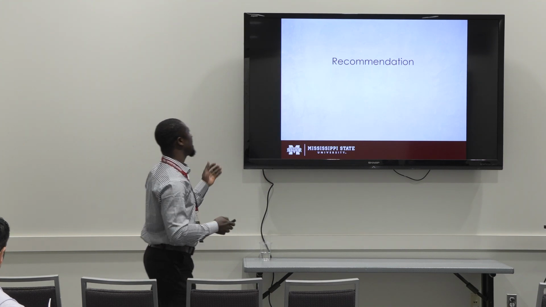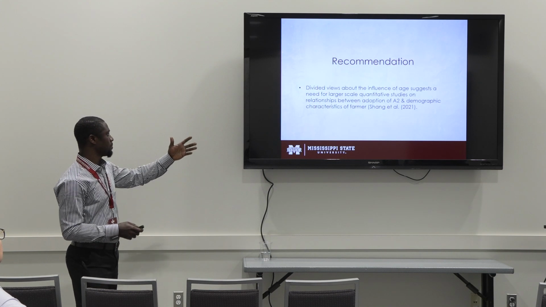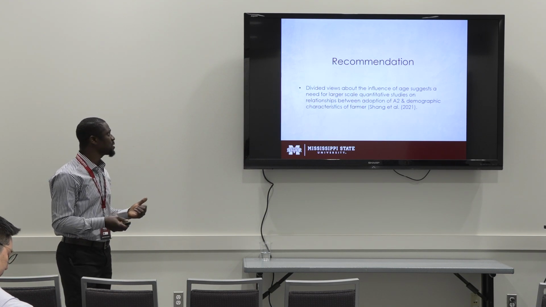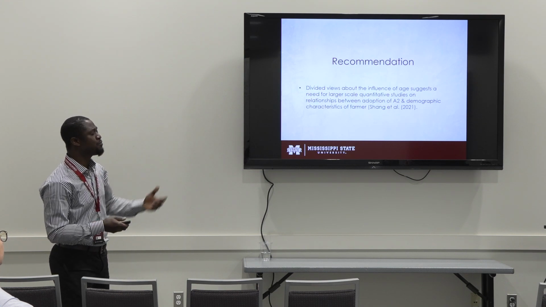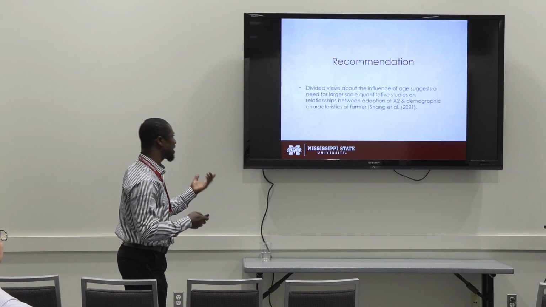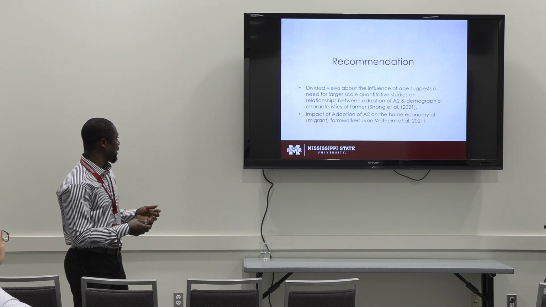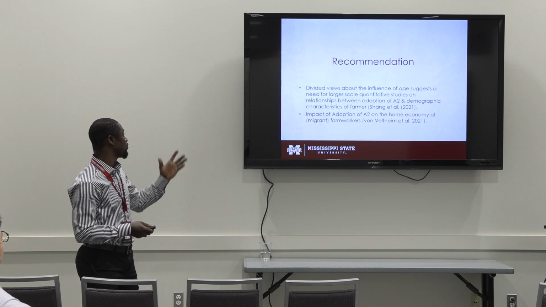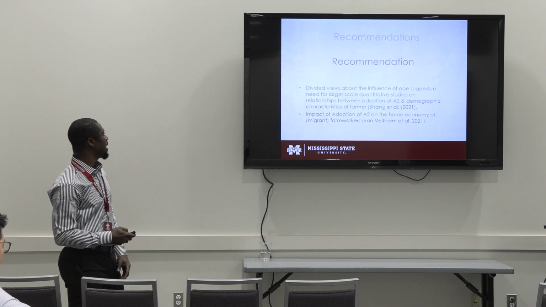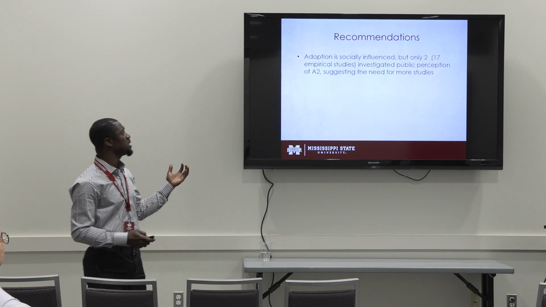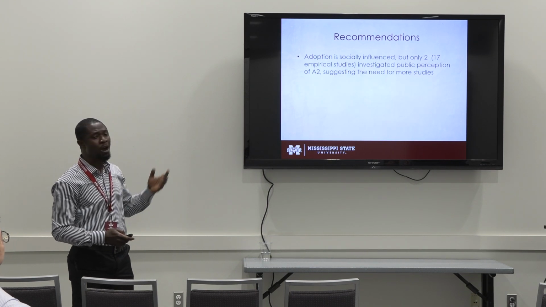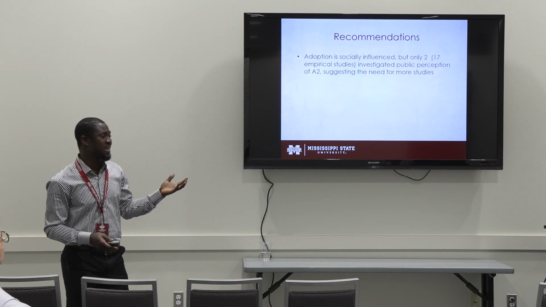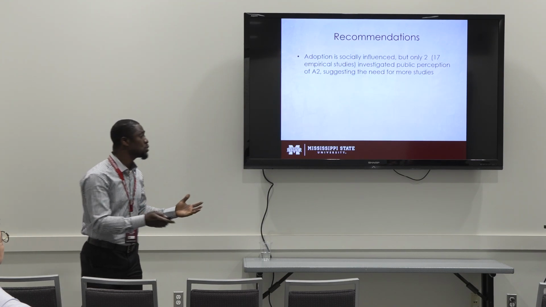So recommendations, generally we have 4 recommendations, one of which is that social studies should look at characteristics of farmers, because there seems to be a divided view about how age influences adoption. Then secondly, we recommend that studies should be conducted on the influence of adoption on home economy of farm workers, especially migrant workers. Then the third recommendation, we know that based on this study that adoption is socially influenced. However, 2 out of the 17 empirical studies that we included looked at public perception. So we want to recommend that studies should focus on that.